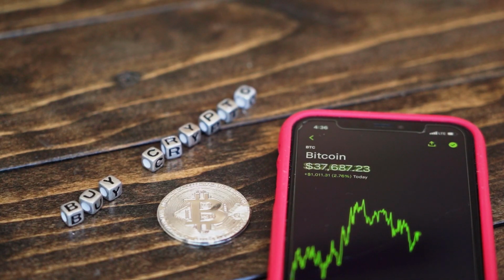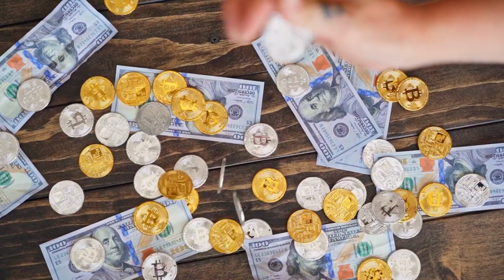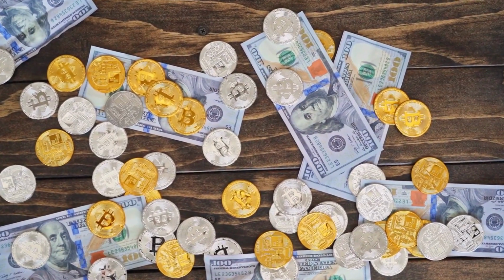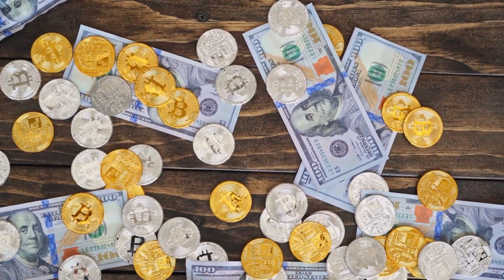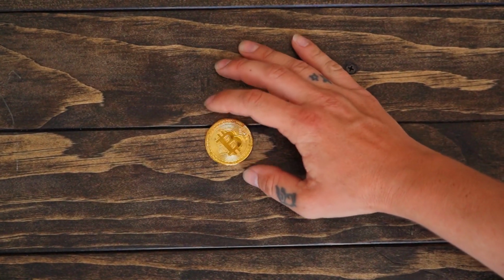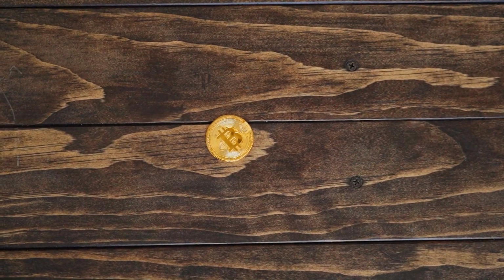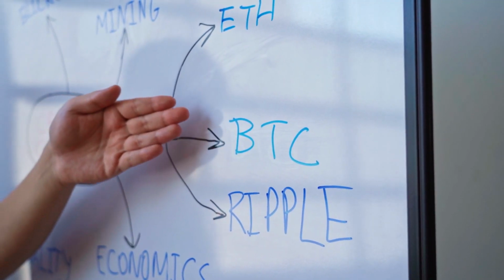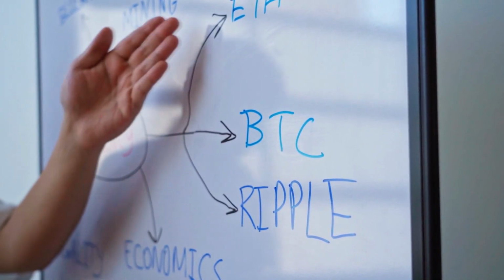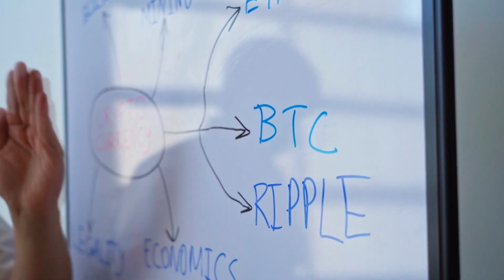Another way to invest in cryptocurrency is through trading. This involves buying and selling cryptocurrencies with the goal of making a profit from the price fluctuations. Traders can use technical analysis, news events, and other factors to try to predict the market movements and make profitable trades. There are also investment platforms that allow users to invest in a diversified portfolio of cryptocurrencies. These platforms typically use algorithms to automatically manage the portfolio and rebalance it as necessary to optimize returns.